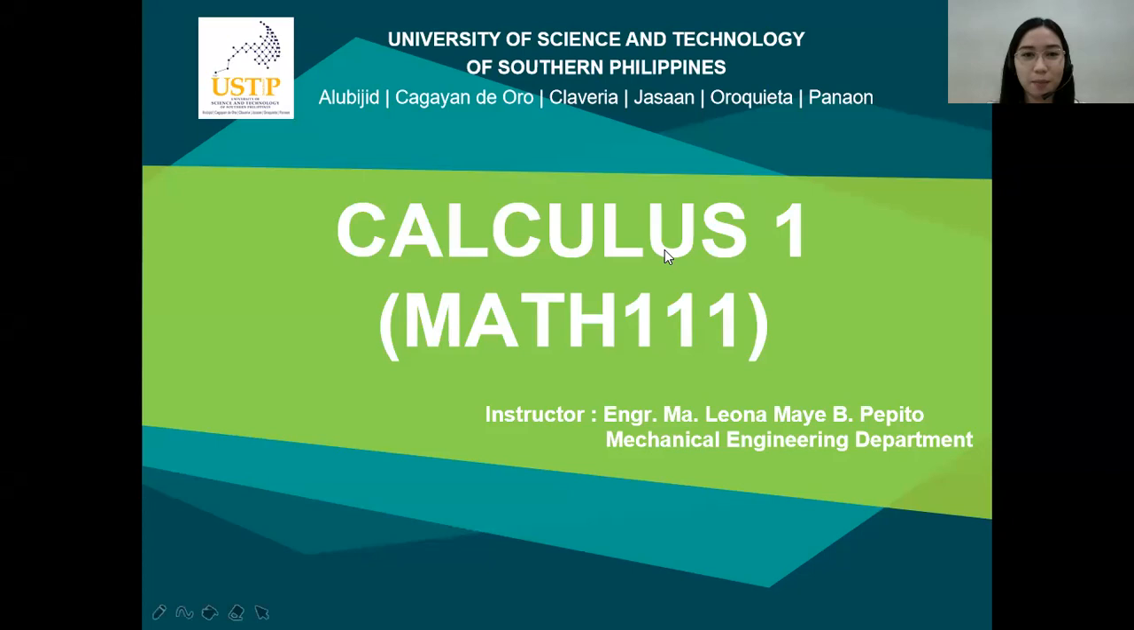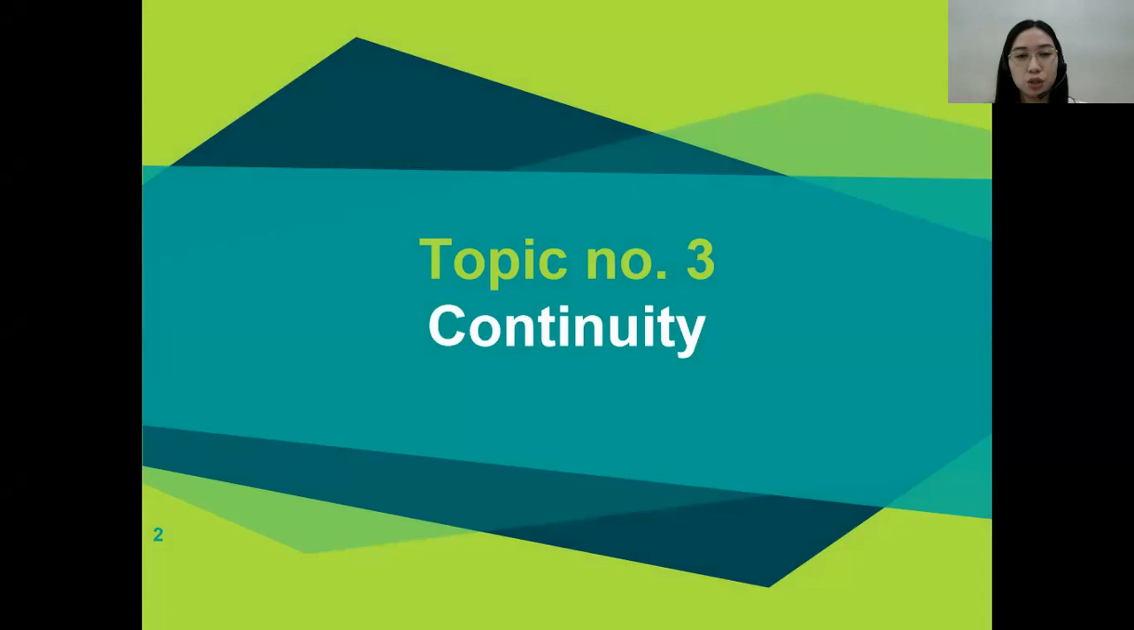Our next topic, topic number three, is all about continuity. First, we reviewed functions. Then last topic, we discussed limits. And now we're talking about continuity.